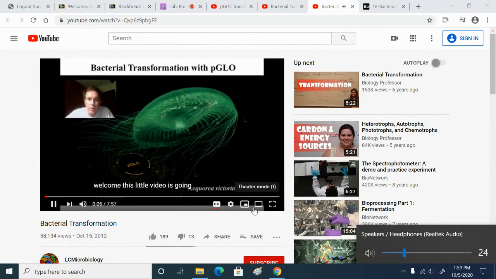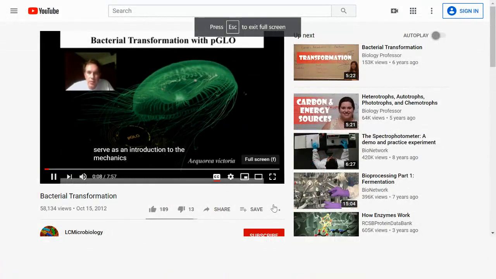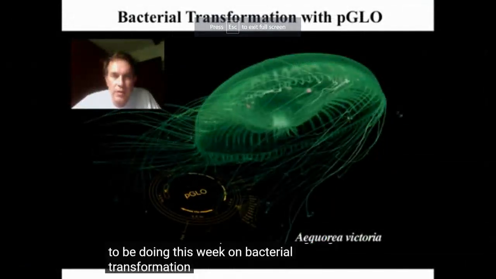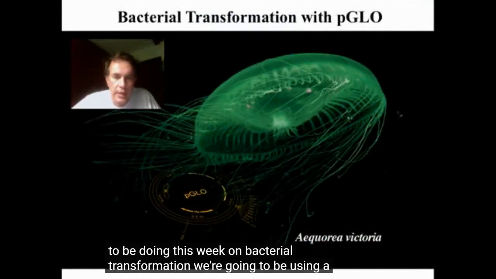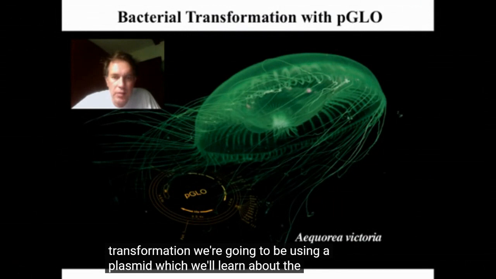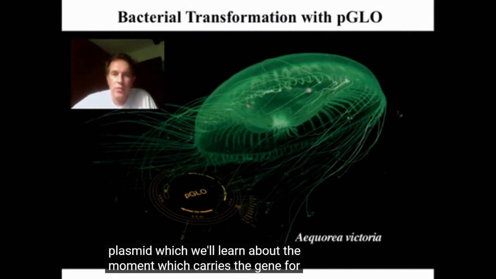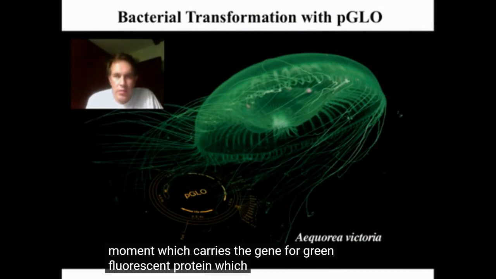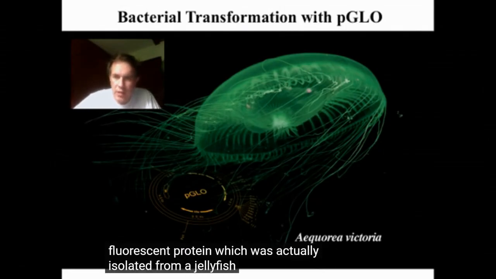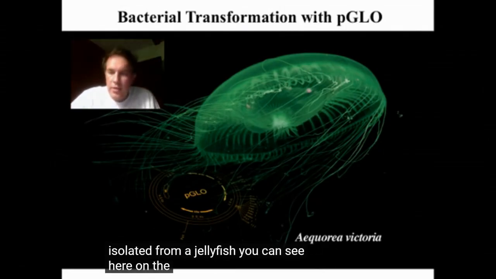Welcome. This little video is going to serve as an introduction to the mechanics of the experiment we're going to be doing this week on bacterial transformation. We're going to be using a plasmid, which we'll learn about in a moment, which carries the gene for green fluorescent protein, which was actually isolated from a jellyfish, that you can see here on the screen.